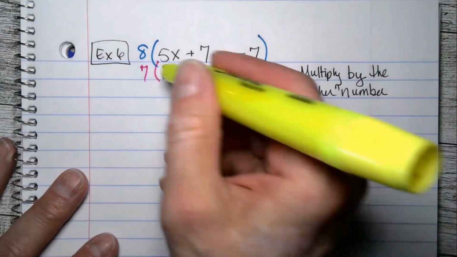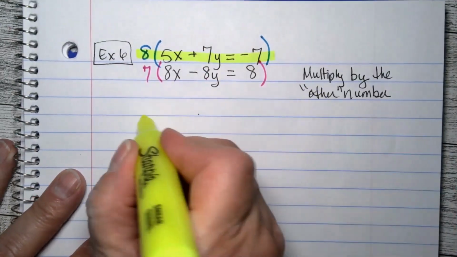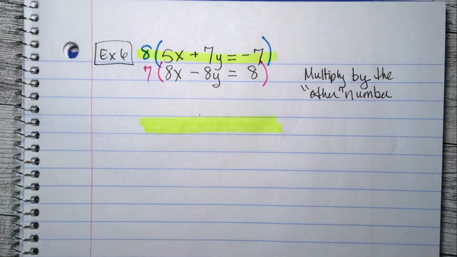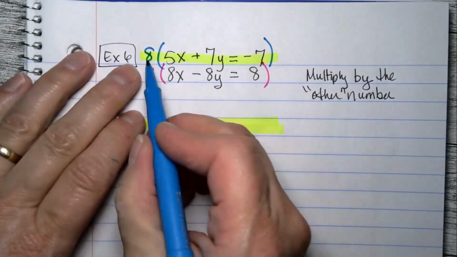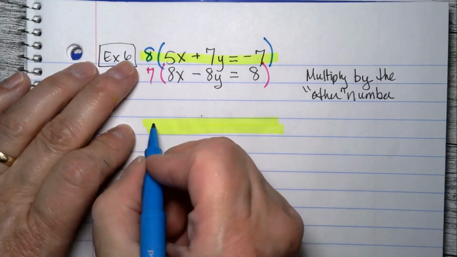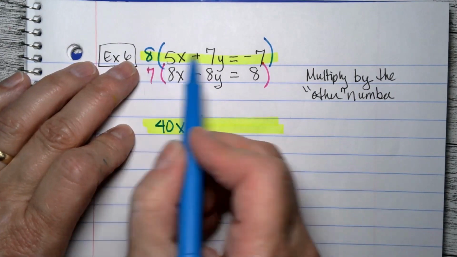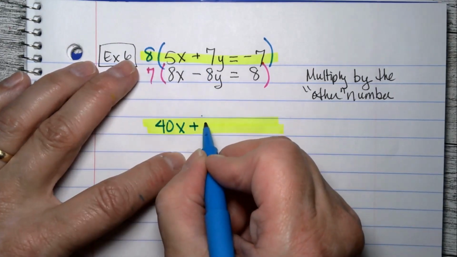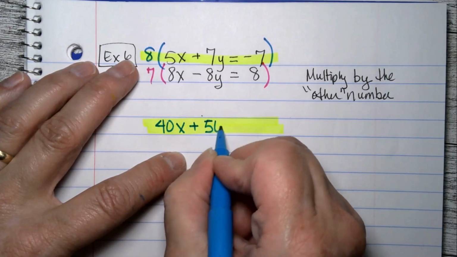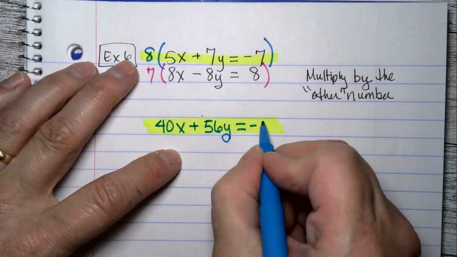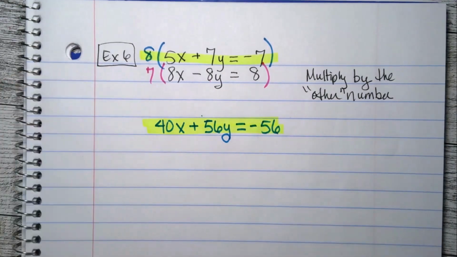So I'm going to use this one and put the answer right here. But I'm going to write it in blue because I want them to look different. So what I have now is I do 8 times 5, which is 40x, plus 8 times 7, which is, help me out, 56? Yeah. 56y equals 8 times negative 7, which is minus 56. Still probably doesn't make a lot of sense.